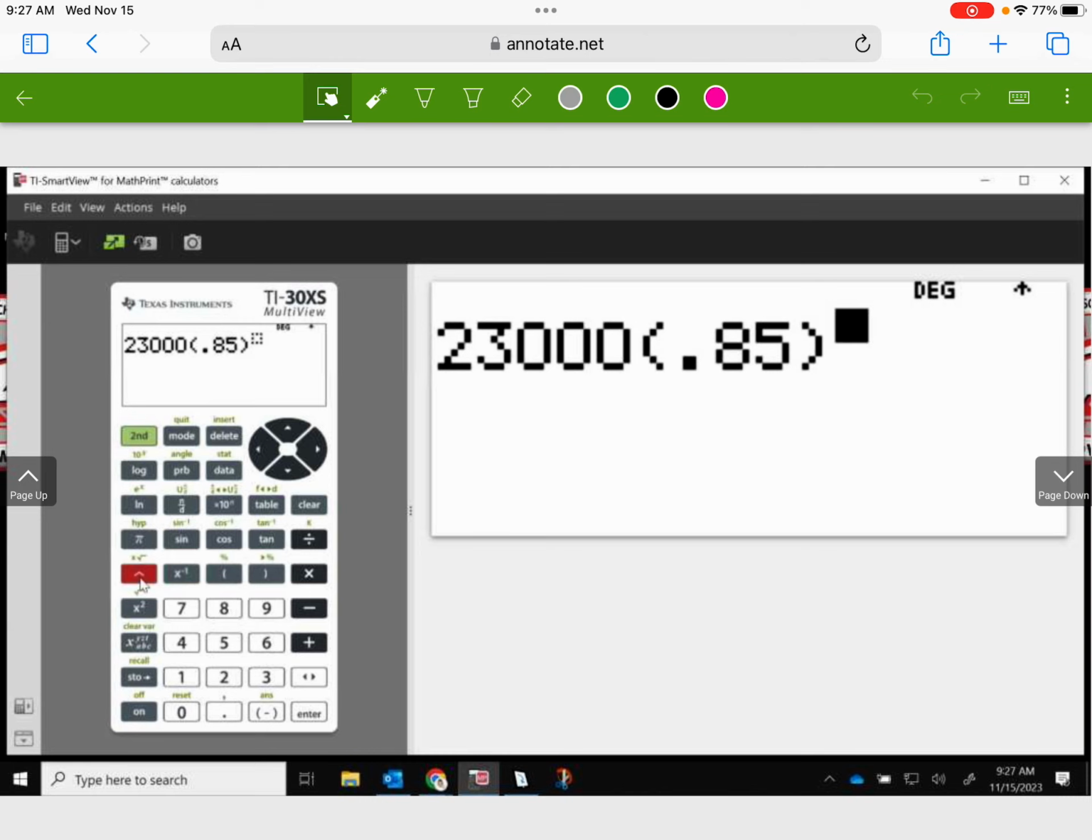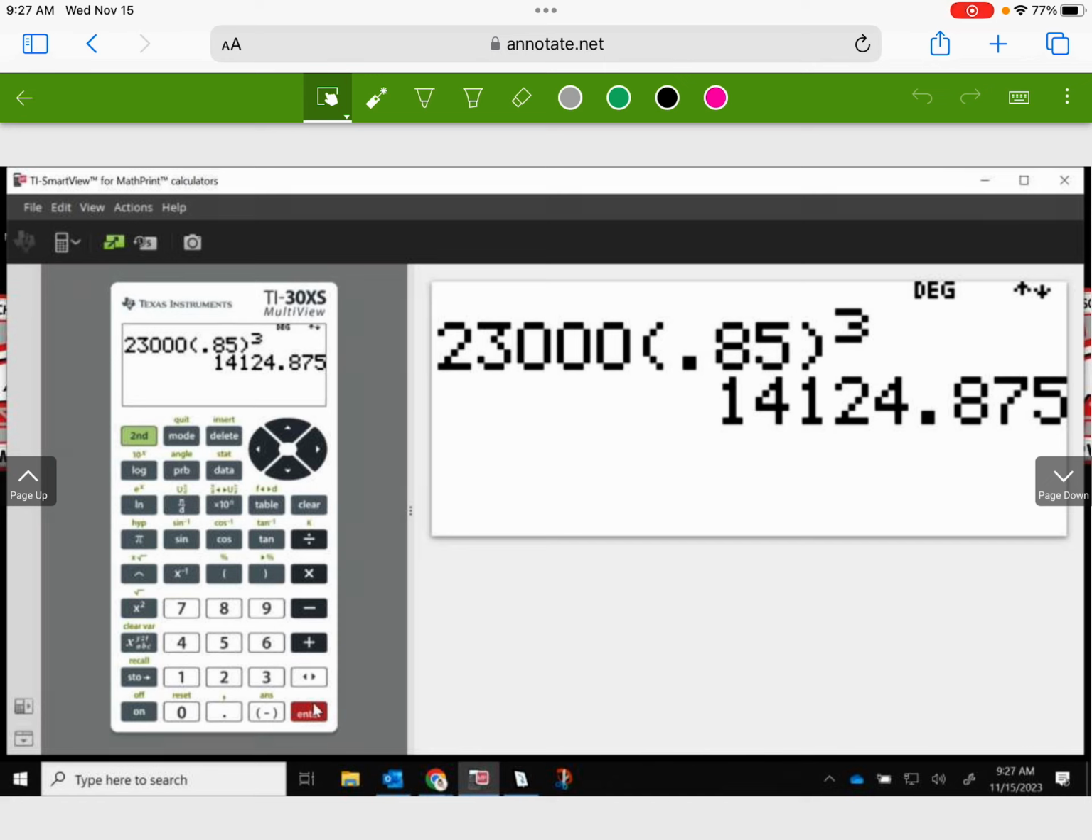23,000.85 to the third. How much is your car worth after 3 years? This is why we don't buy new cars. It lost almost 10 grand in 3 years. Do not buy a brand new car.